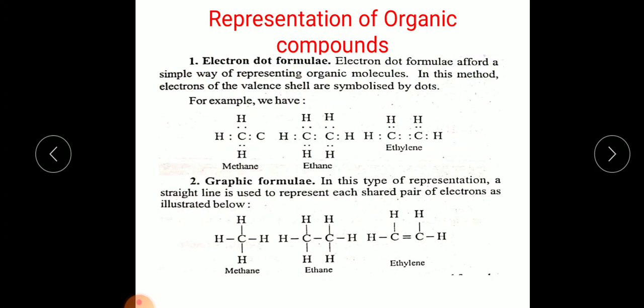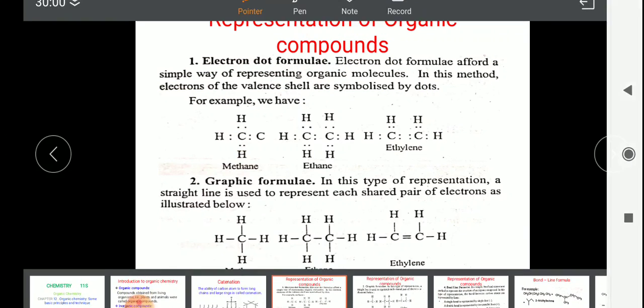Next, how can we represent any organic compound? There are different forms of representing organic compounds. The first is the electron dot formula, which we have already seen in the chapter on chemical bonding and molecular structure, how to write the Lewis dot structure. Say for example, methane. In methane, we have one carbon atom in the center, and we have 4 hydrogen atoms. 1, 2, 3, 4.